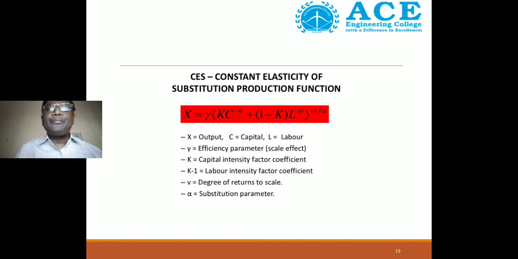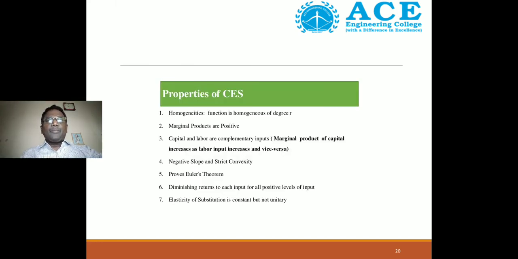K is the capital intensity factor. Then 1 minus K is the labor intensity factor coefficient. V is the degree of returns to scale, and alpha is the substitution parameter. So this is the constant elasticity of substitution production function. This is the formula. Now we are going to the properties of the constant elasticity of substitution production function.